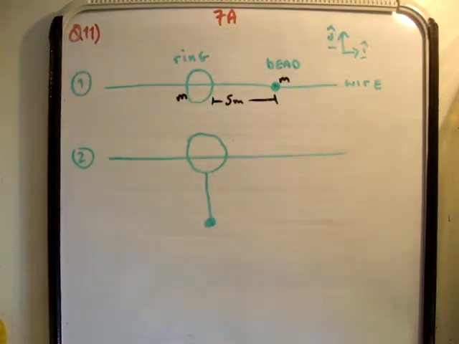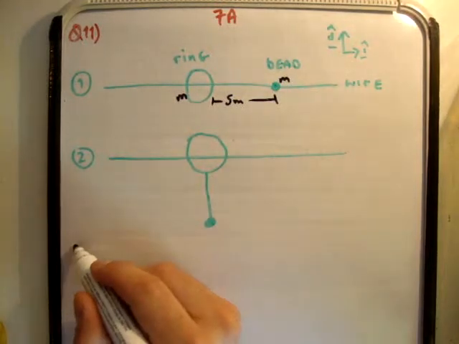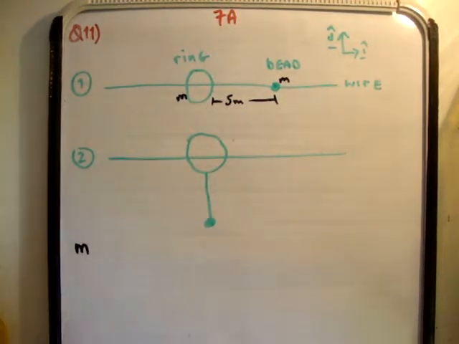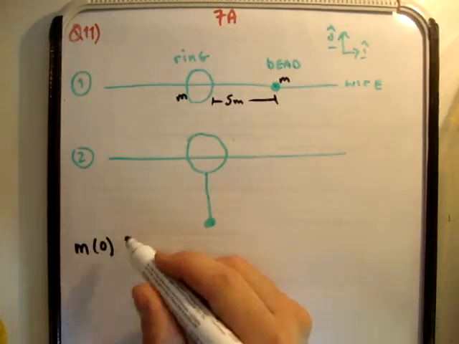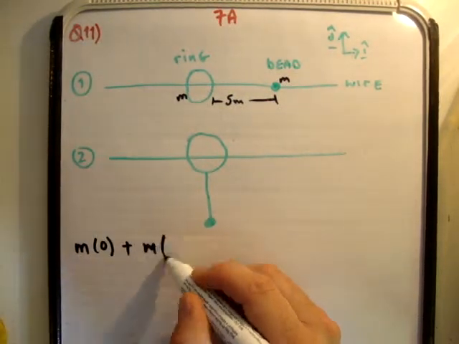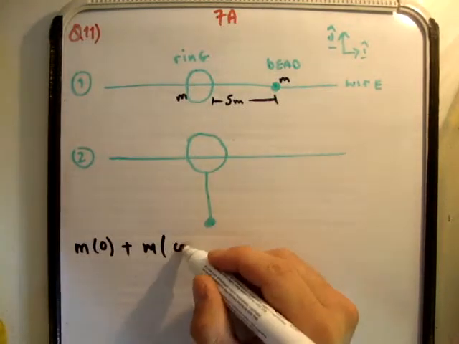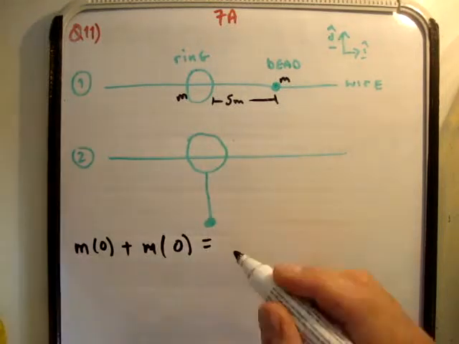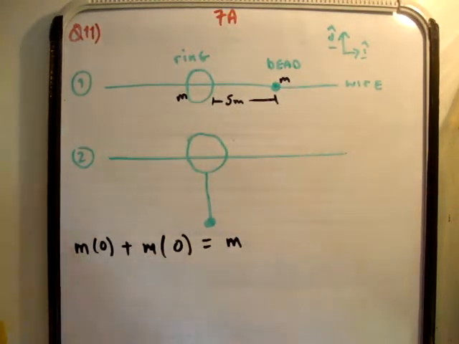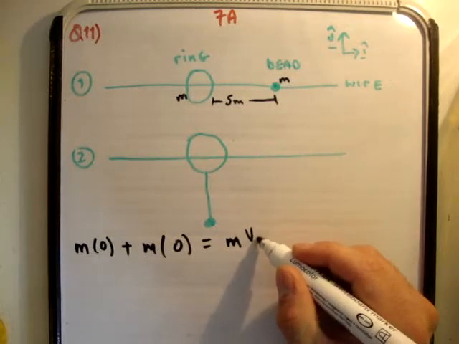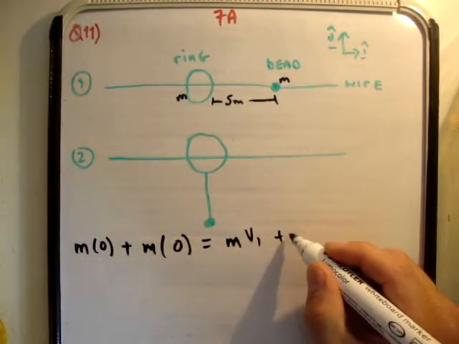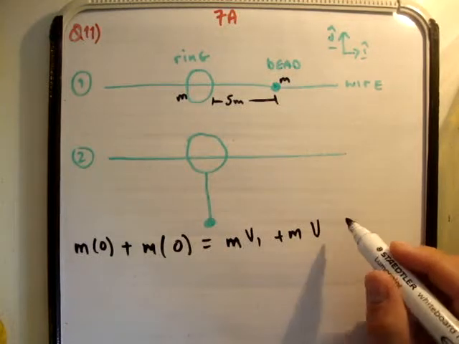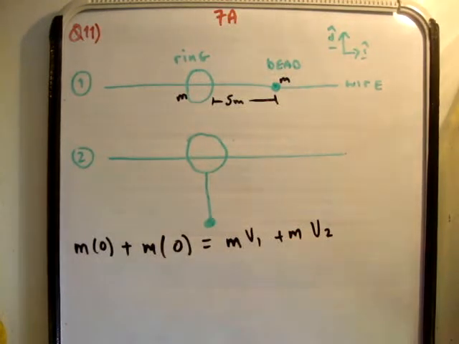What I'm going to do first of all is employ the principle of conservation of momentum. So we get the mass of the ring, which is m, times the initial velocity of the ring, which is 0, plus the mass of the bead, which is m, times the initial velocity of the bead, which is 0, is equal to the mass of the ring, m, times the final velocity of the ring, which I'm going to call v1, plus the mass of the bead, m, times the final velocity of the bead, which is v2.